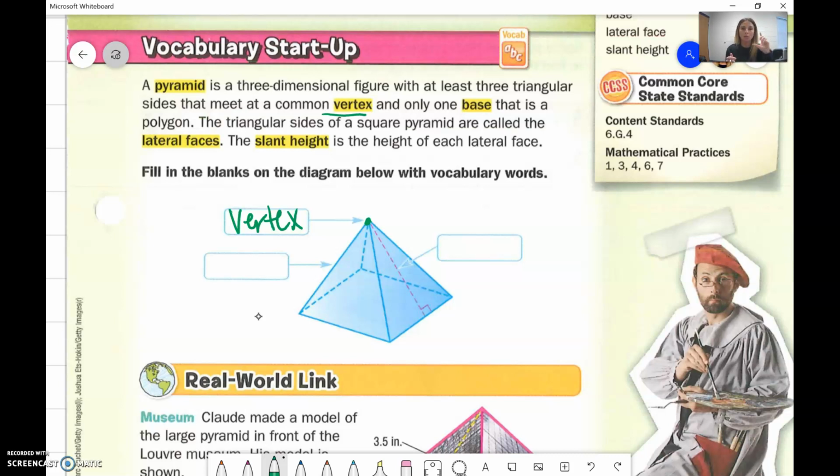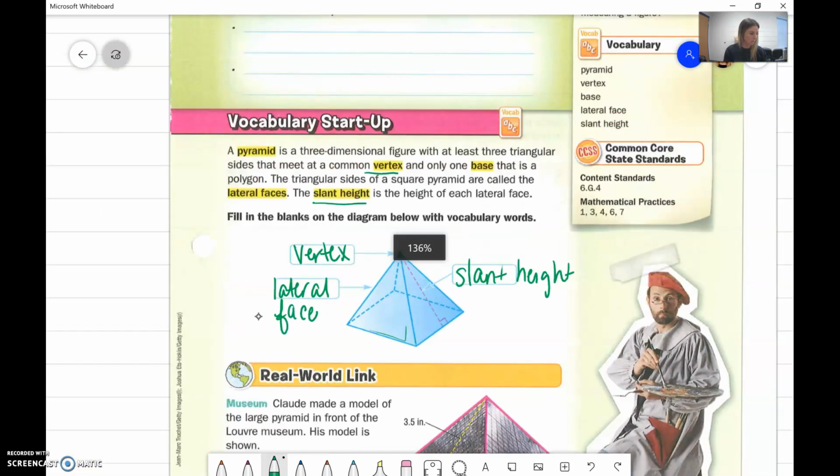We don't have the dimensions, but we are going to be working with bases that are either squares, rectangles, or triangles. Okay, so the triangular sides of a square pyramid are called the lateral faces. So this right here is the lateral face. The slant height is the height of each lateral face. So here's your slant height. Okay, so those are keywords that you are going to need to know as we move into it.